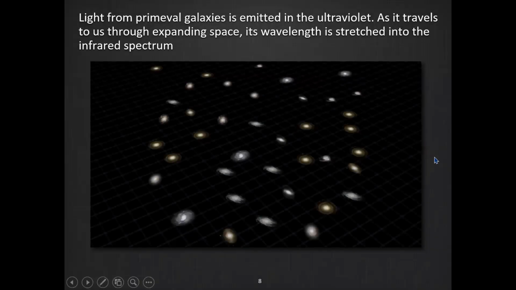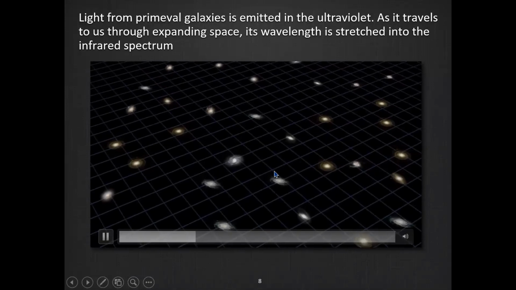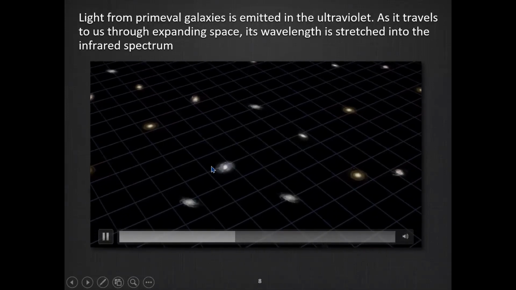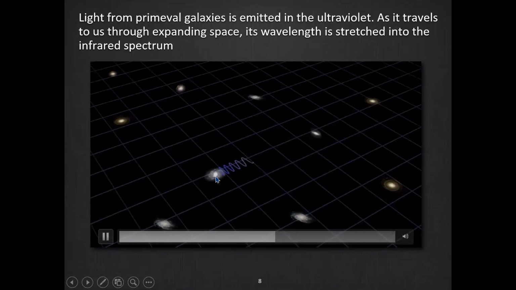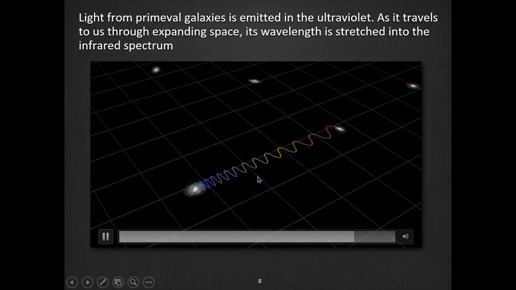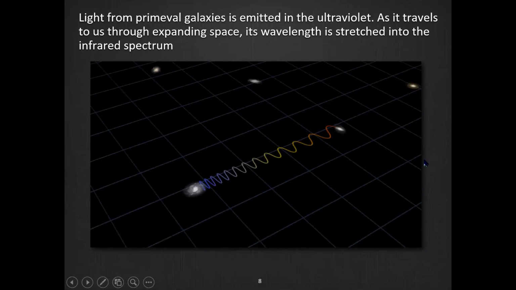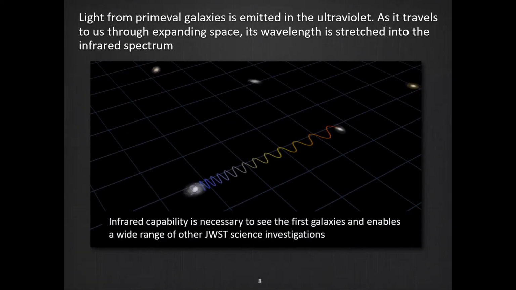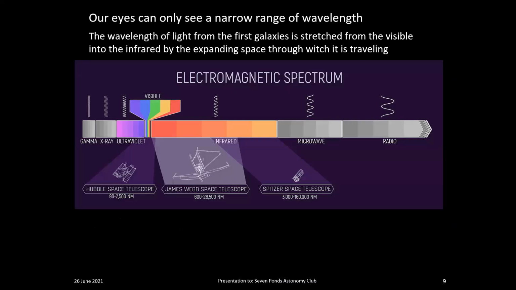Now, when JWST looks back at the primeval galaxies, those first galaxies to form after the Big Bang, the galaxies emit their light in the ultraviolet part of the spectrum. But while that light propagates through the expanding space, through that expanding raisin bread dough, its wavelength is stretched into the infrared. So to observe those galaxies today, we have to observe in the infrared part of the spectrum. And so the JWST is designed with infrared capability.